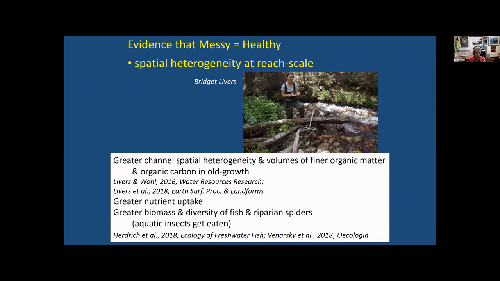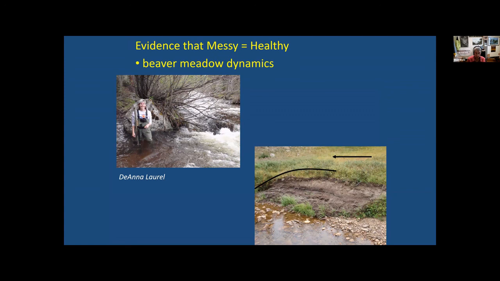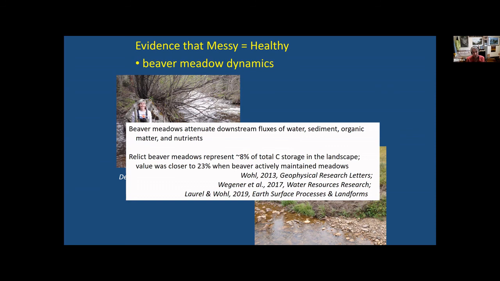Another study looking at beaver meadows specifically and their attenuation of fluxes, including carbon. This was Deanna Laurel's PhD work. And on the lower right, that's an abandoned in-size beaver dam that I've just highlighted to make it easier to see, and the flow direction indicated by the arrow. We found that beaver meadows attenuate downstream fluxes of everything: water, fine sediment, particulate organic matter, nutrients in dissolved form. And these functions decline when the beaver are no longer present in maintaining their dam.